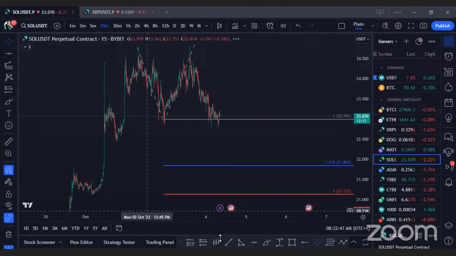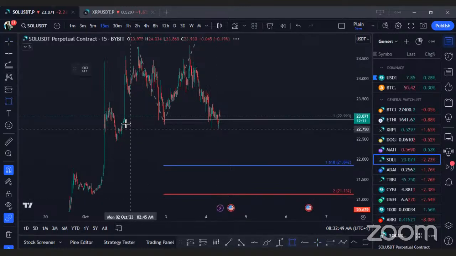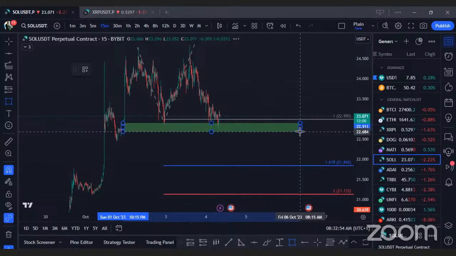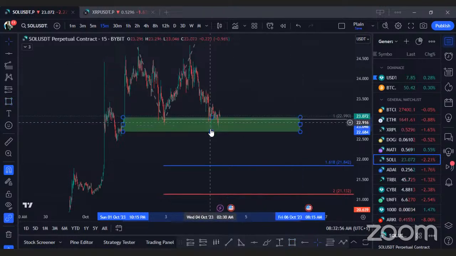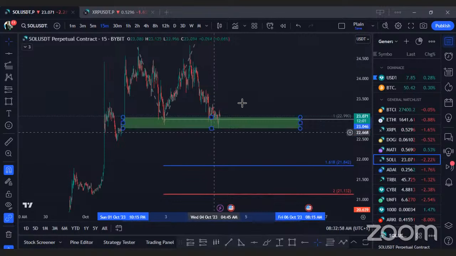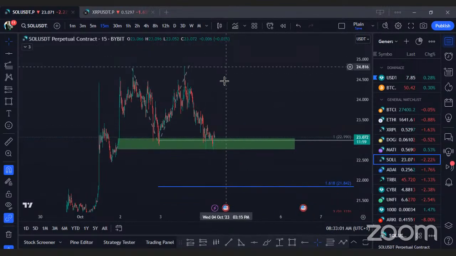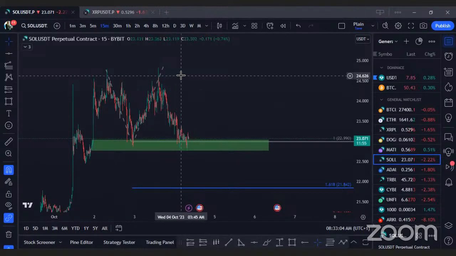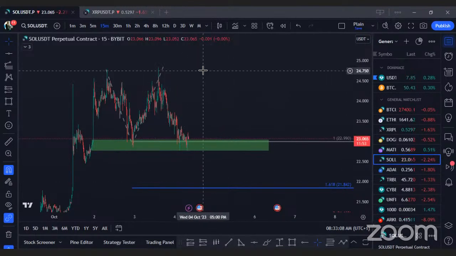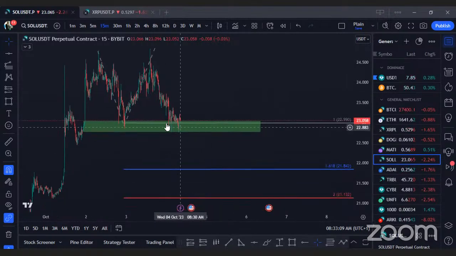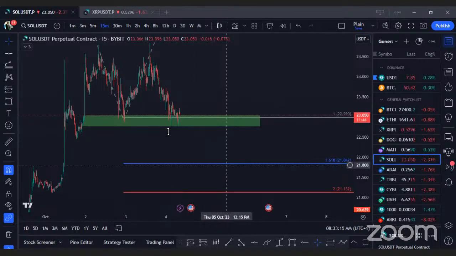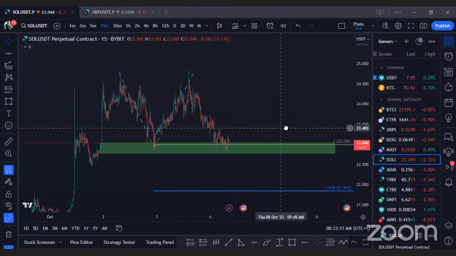So if we break below this level, I'm taking a short. And if Sol does come back up to this level, I'm equally taking a short. So I'm looking at either shorting from here at that 24.1, 24.6 level down, or anything below this level. I want to see a break of structure here. Anything below this level, I'm taking a trade down. So for Sol, equally pay attention to that.